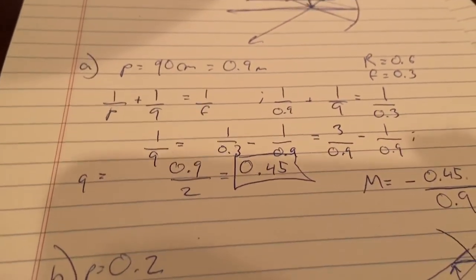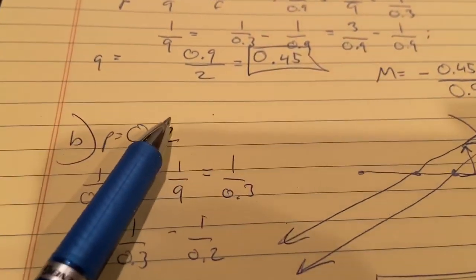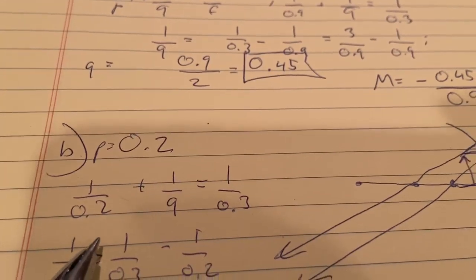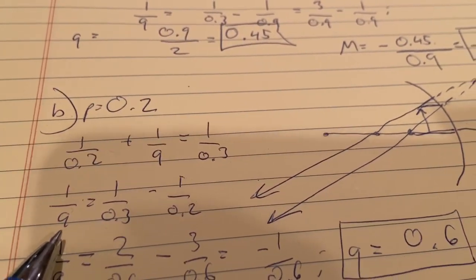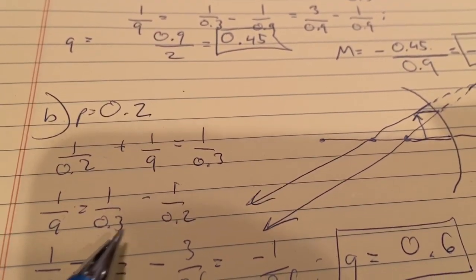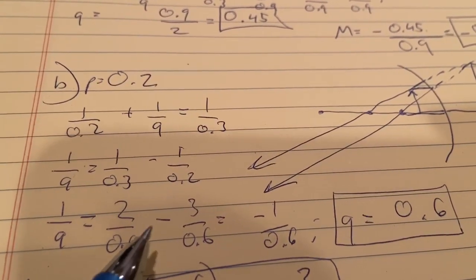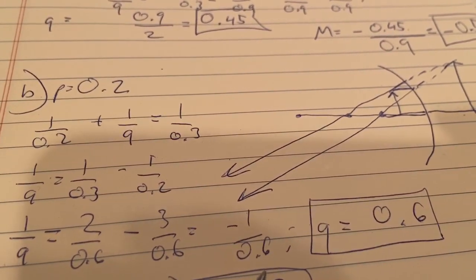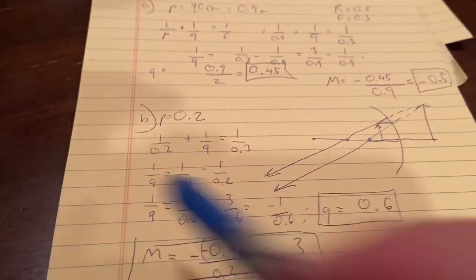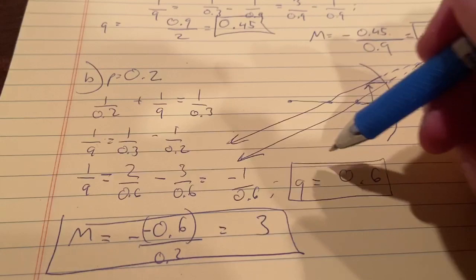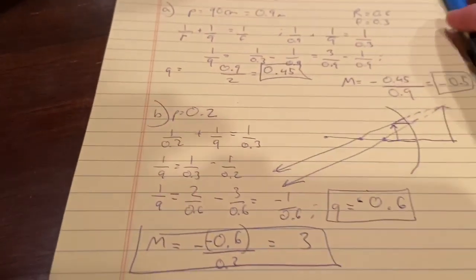So now, for part 2, we have a different situation. We have an object distance of 20 centimeters, 0.2 meters. We plug that into the image equation here. We rearrange the image equation: 1 over Q equals 1 over 0.3 minus 1 over 0.2. 1 over Q equals 2 over 0.6 minus 3 over 0.6, or minus 1 over 0.6. And so Q is 0.6 here, and it's really a negative 0.6 because it is on the opposite side of the mirror.